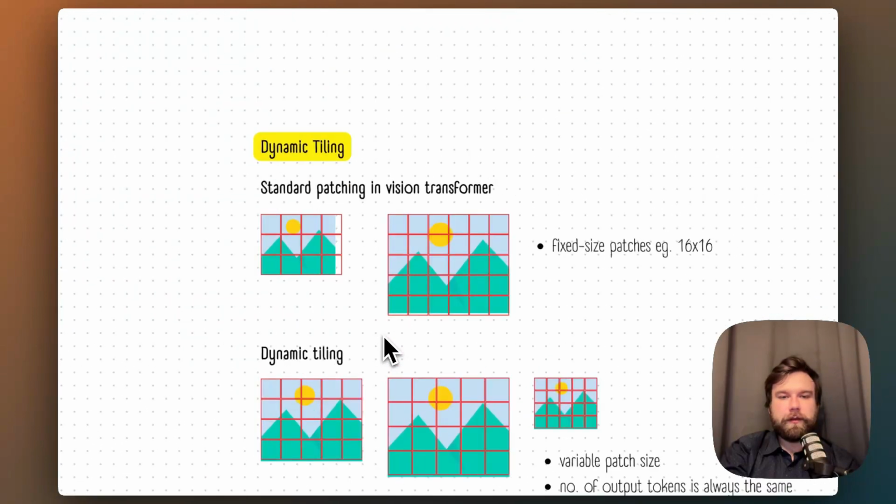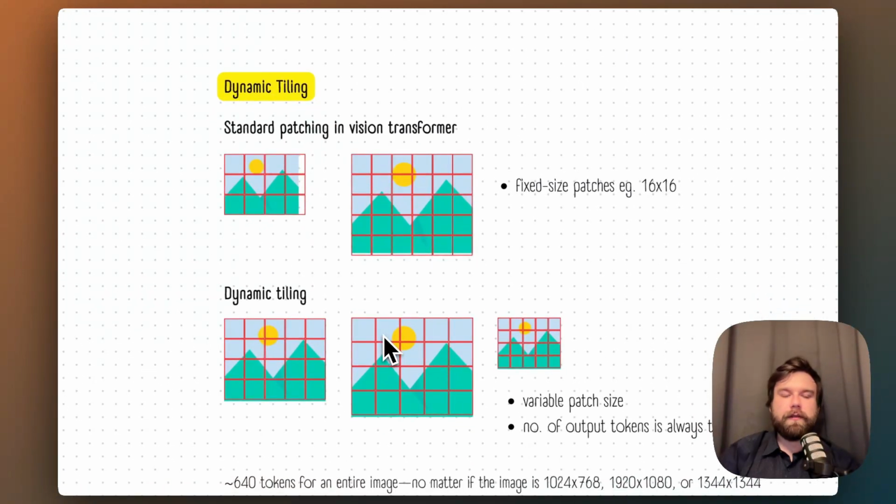And the last component of the vision encoder is called dynamic tiling, because I told you at the beginning the biggest advantage of this encoder is that it's able to encode large images. And how did they achieve that? So in a standard vision transformer, we have fixed-size patches. So we have those squares, like 16 by 16 pixels, right? And if we have a larger image, then we have a larger amount of patches, because the size of the patch is constant. So if the image is larger, then also we have more patches.